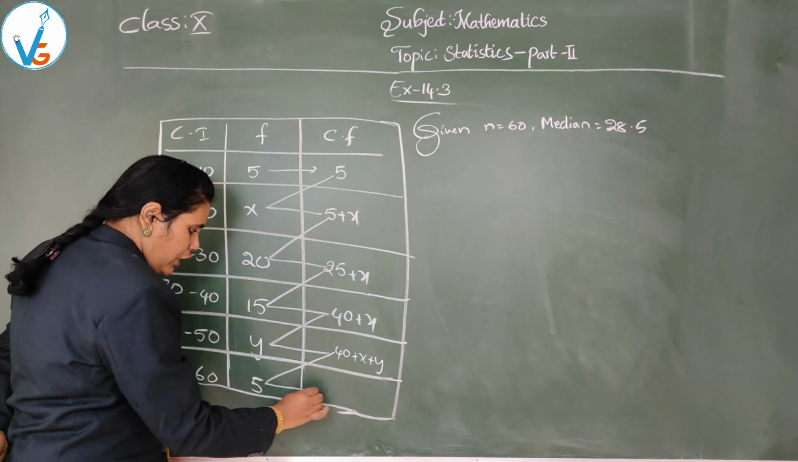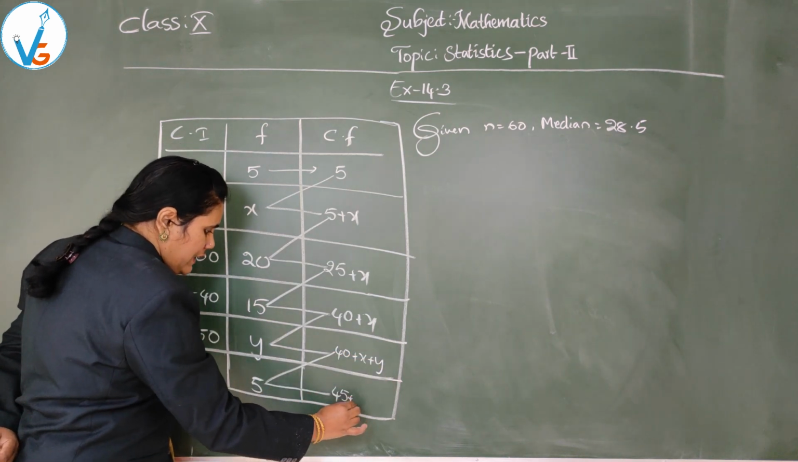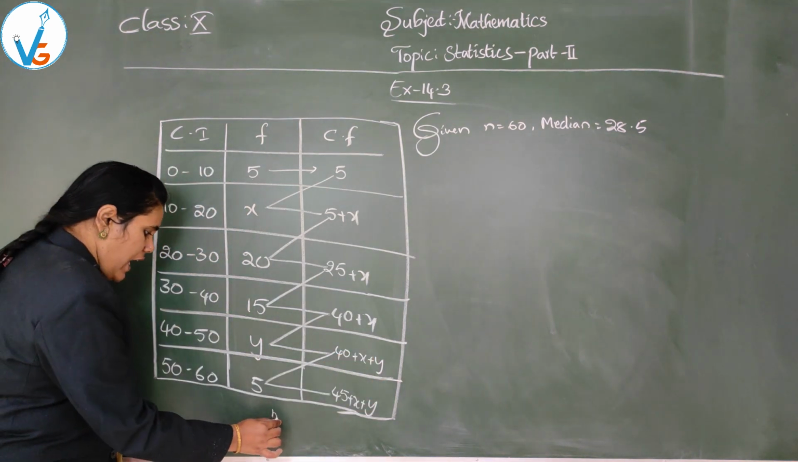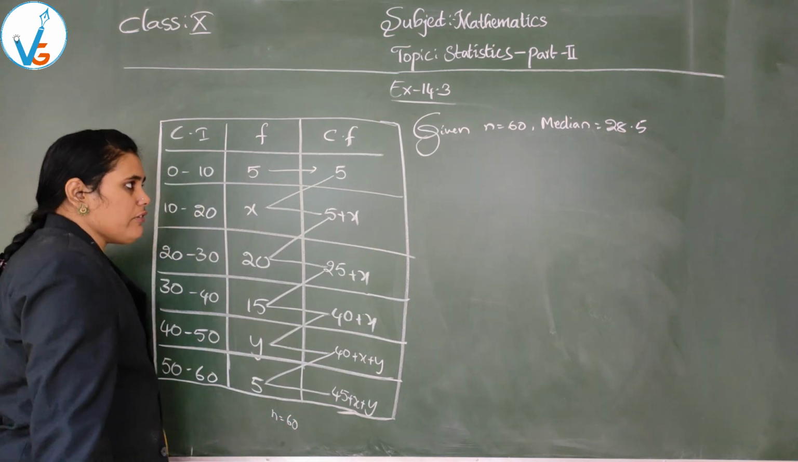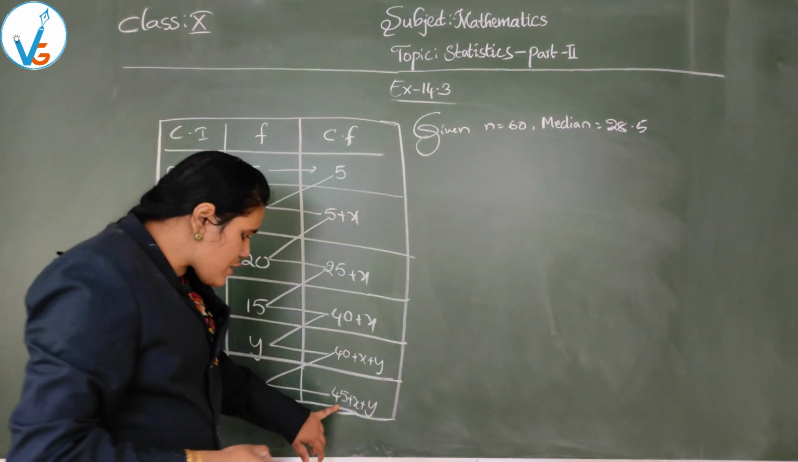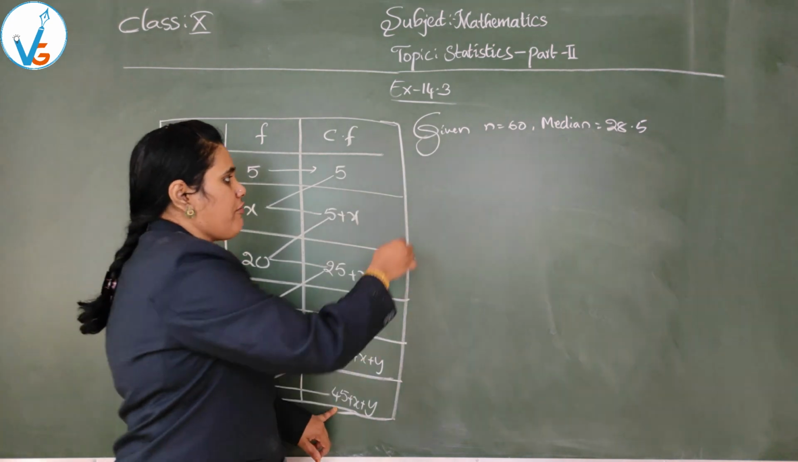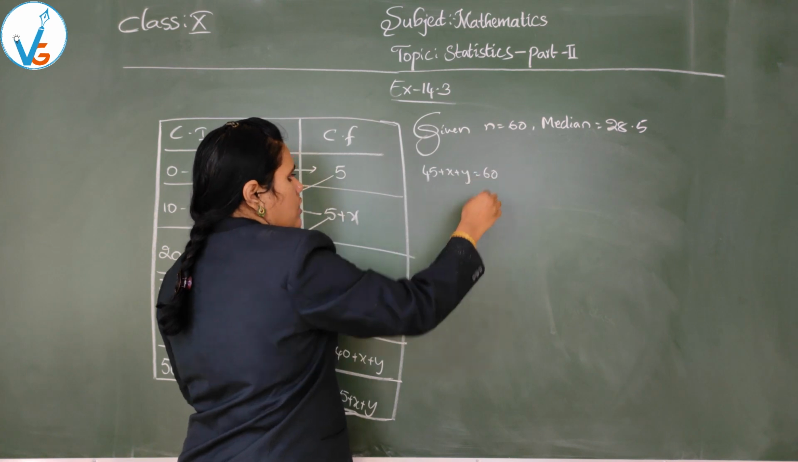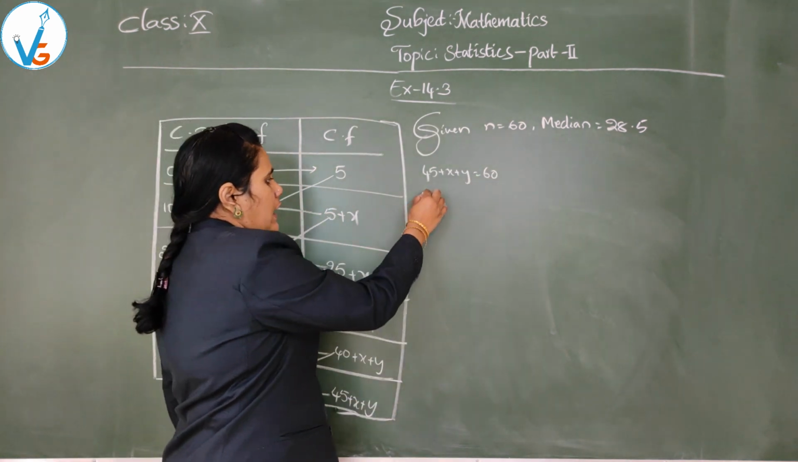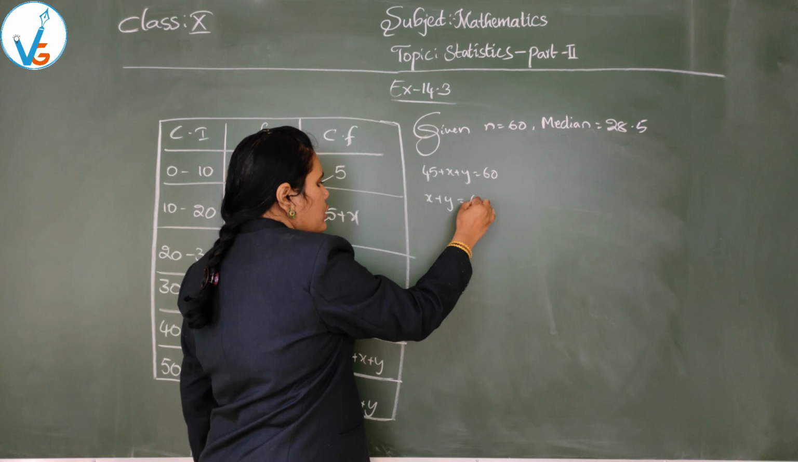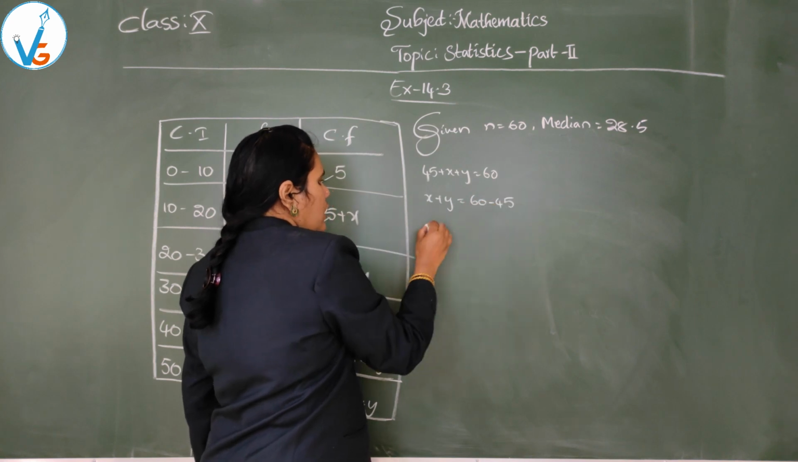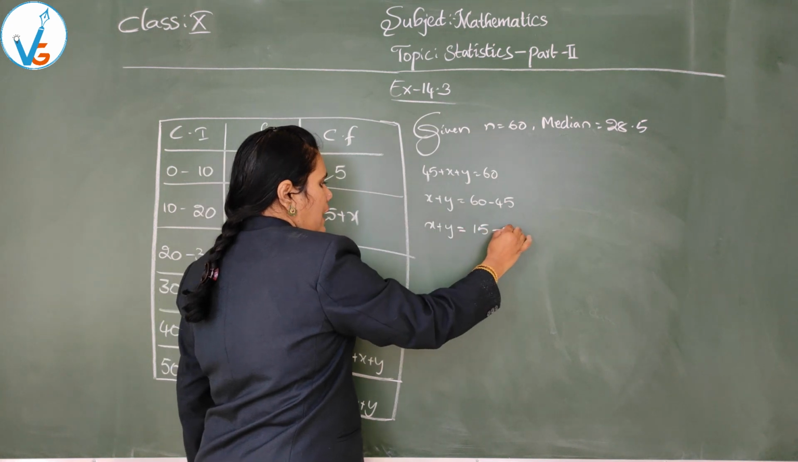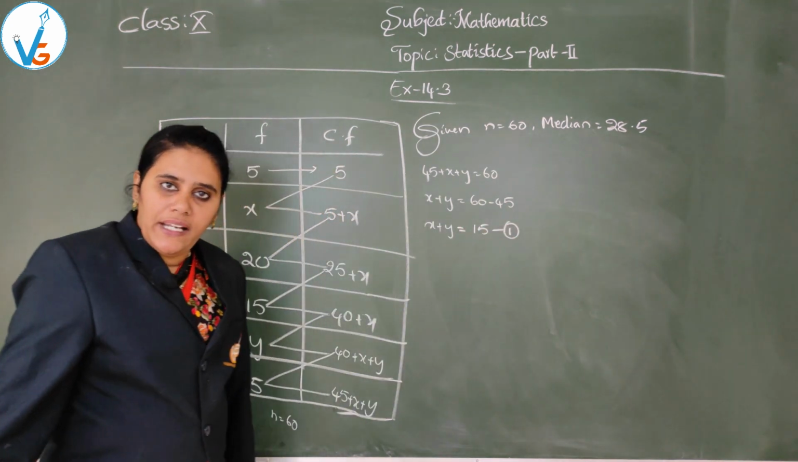Next will be 40 plus 5 will be 45 plus x plus y. Here already n is given as 60. So what we will do? We will write our last value. What is our last value? 45 plus x plus y, which is equals to 60. Okay. Next, x plus y will be equals to 60 minus 45. X plus y will be equals to 15. Okay. Let it be as equation number 1.